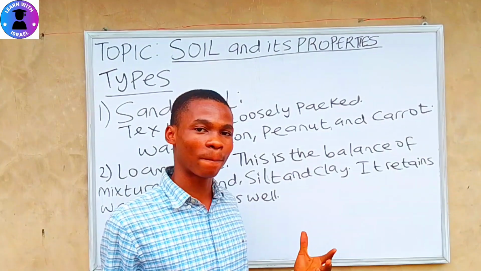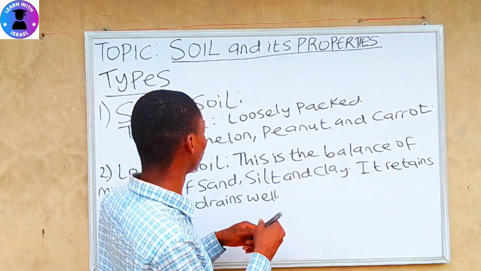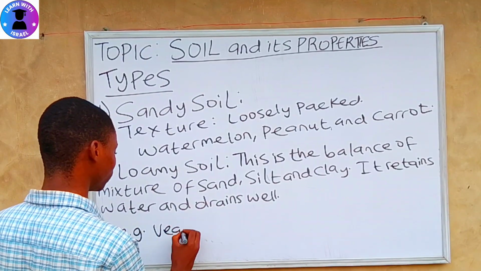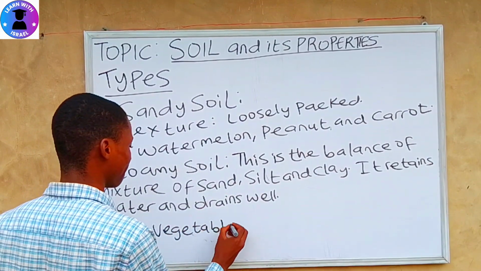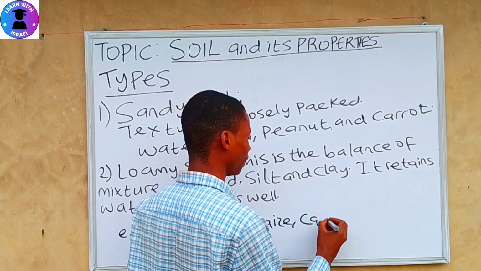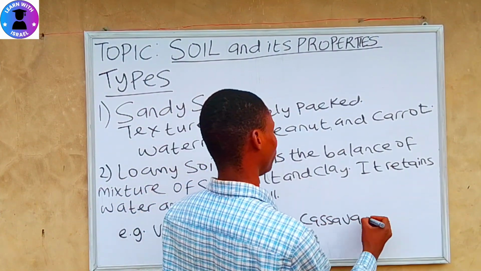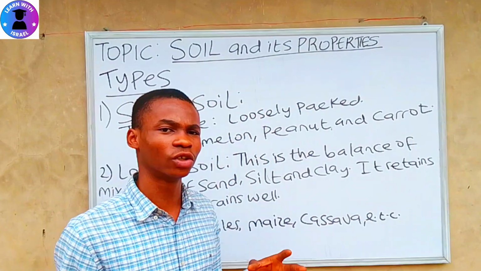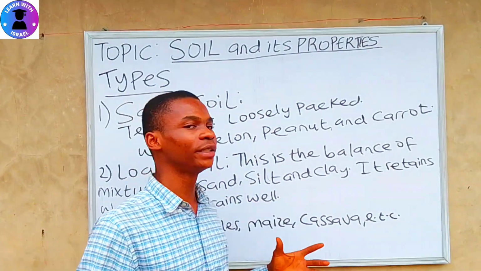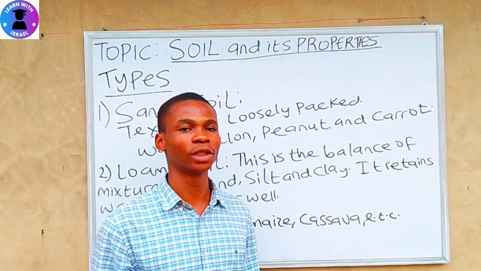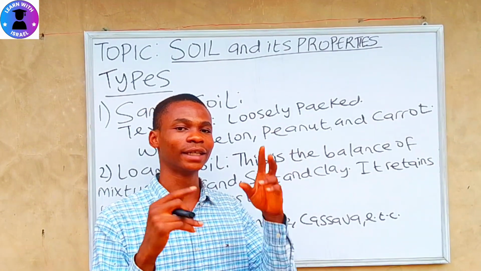Loamy soil is the best for planting, and it goes well with plants like vegetables, maize, cassava, etc. A lot of crops, almost all the crops, go well with loamy soil. Loamy soil is the best to plant on for almost all the crops. So let's move to the next one, which is the clayey soil.